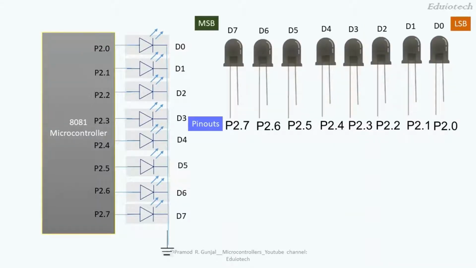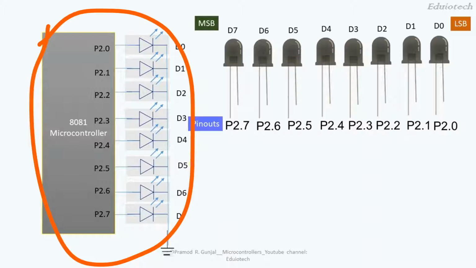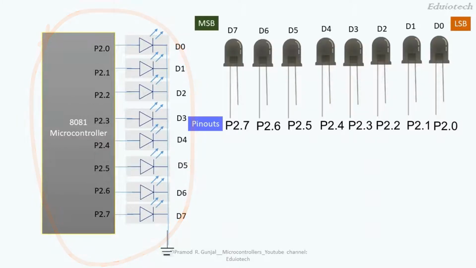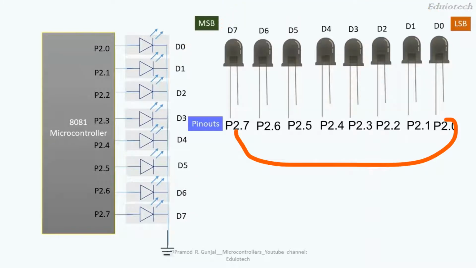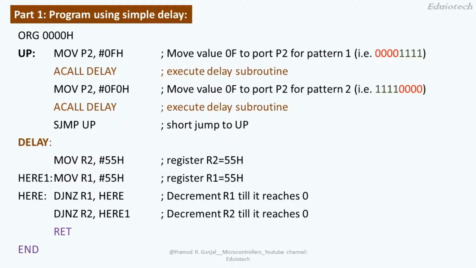This is the interfacing diagram in which LEDs are interfaced with the 8051 microcontroller and they are connected in common cathode configuration. These are 8 LEDs, let us say D0 to D7, connected to 8 pins of port P2, that is P2.0 to P2.7. This is the code which we have discussed in the previous video.